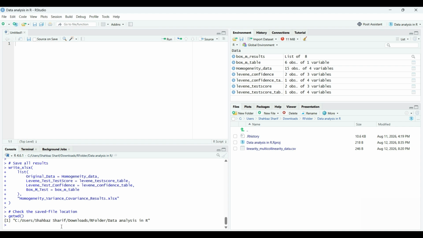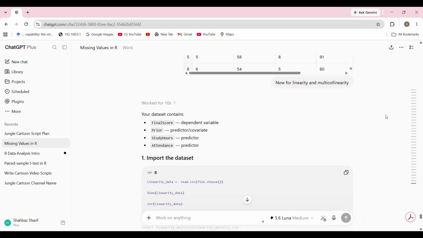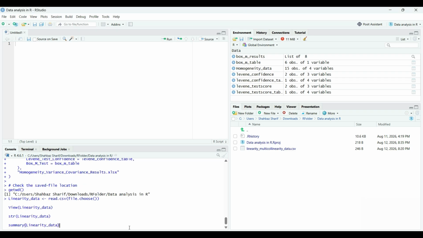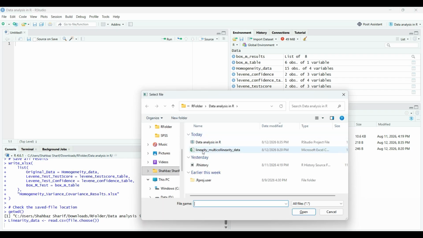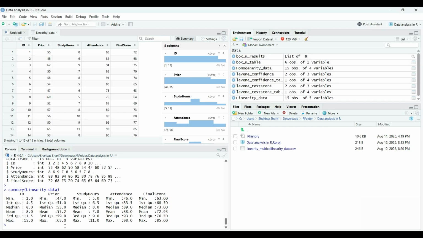So first of all, we need to import our data in R. I just gave the data to ChatGPT and requested it for coding. So first we will import data in R. We'll copy this prompt and then import data in R. Okay, so we will select the data. So the data has successfully imported in RStudio. You can see the standard summary, descriptive statistics: minimum value, first quartile, median, mean, third quartile, and maximum value.